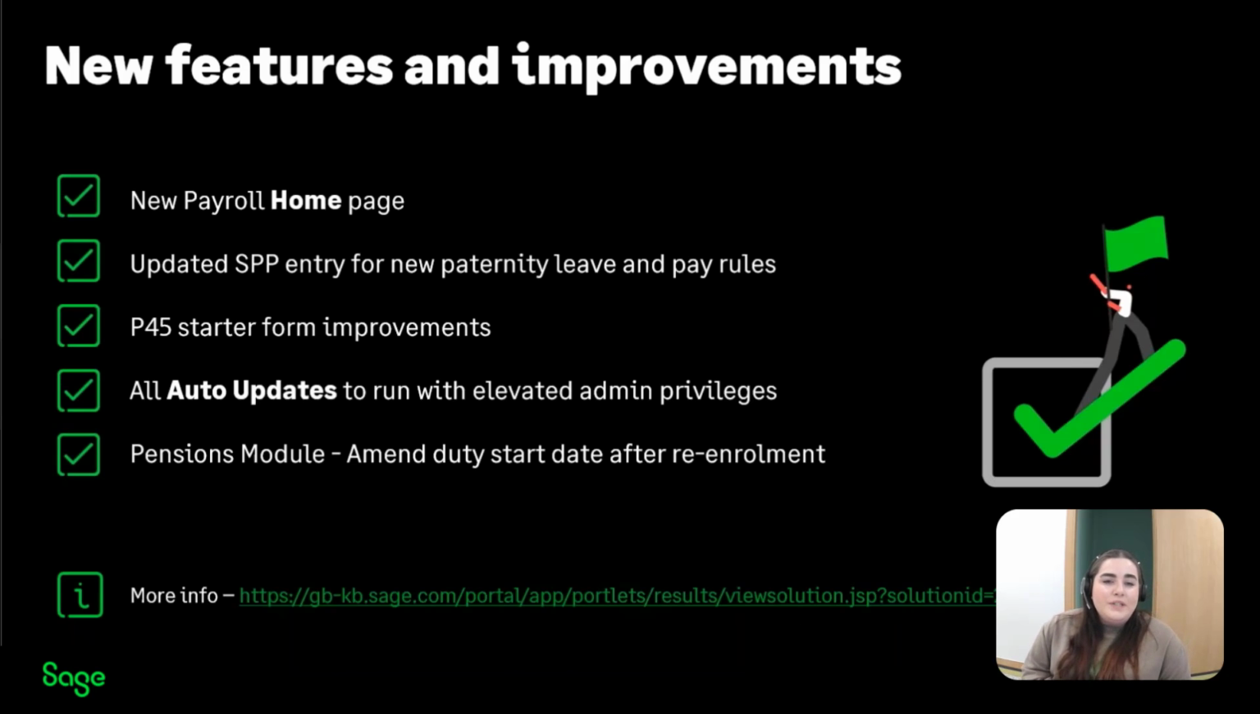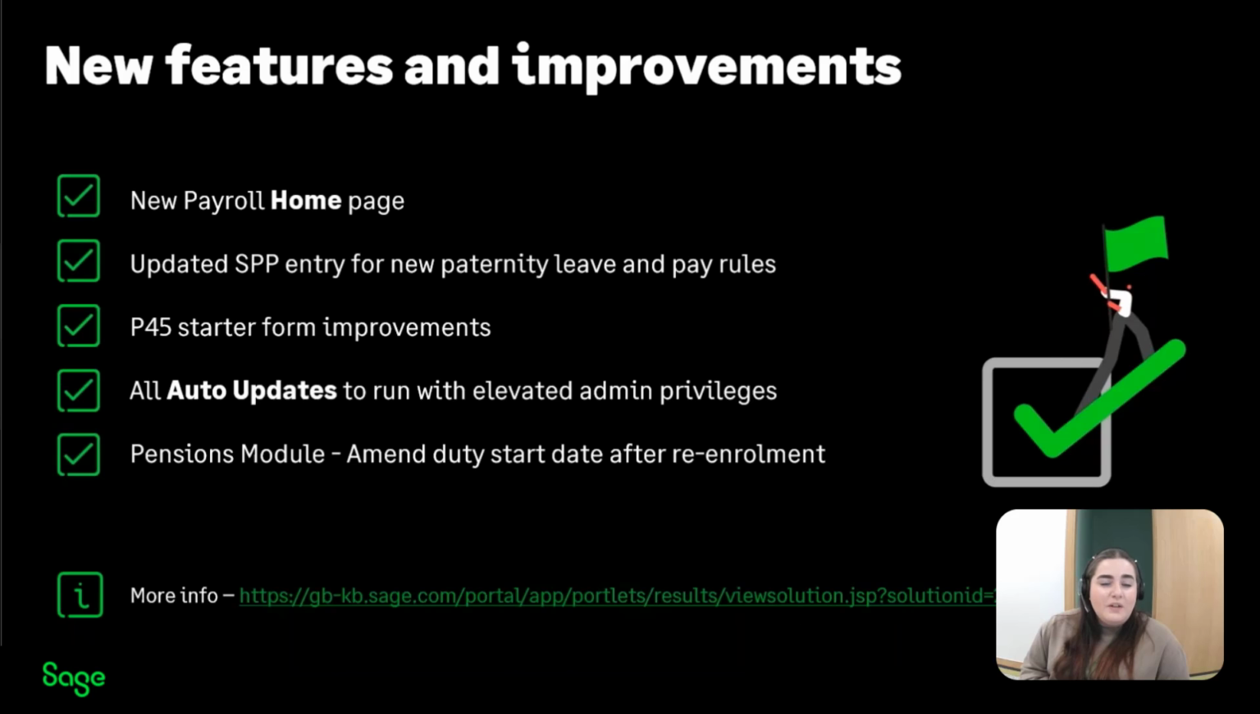There's also some improvements to the P45 starter form. So from the new version 30 of Payroll, when you're entering a new employee, the P45 year-to-date fields aren't going to be available when they shouldn't be entered. So for example, if you had an employee who's left their previous employment in a different tax year, then you won't need to enter year-to-date figures as they aren't relevant for the current tax year. So there's some slight changes to that as well.